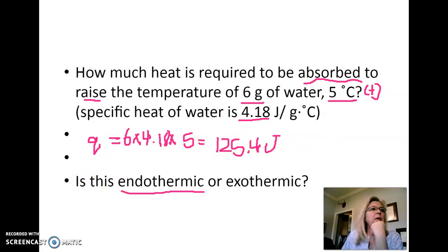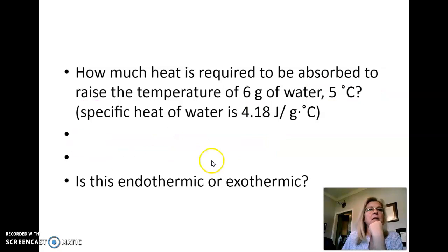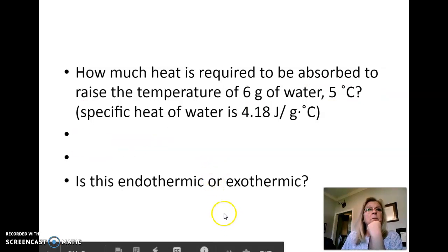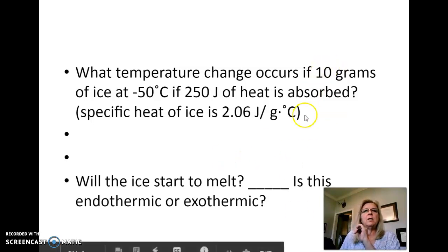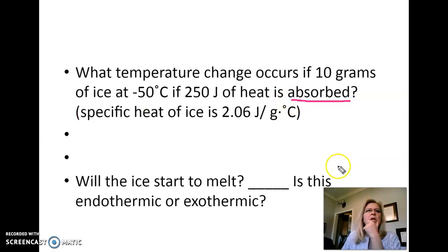Okay, so we continue on with a couple more examples. Let's go ahead and take a look at the next one. All right. It says what temperature change occurs if 10 grams of ice at negative 50 degrees Celsius has 250 joules of heat absorbed? Okay, so automatically we can see, oh yeah, we're going to absorb some heat. So we know Q is going to be positive, and we're given the specific heat of ice here.